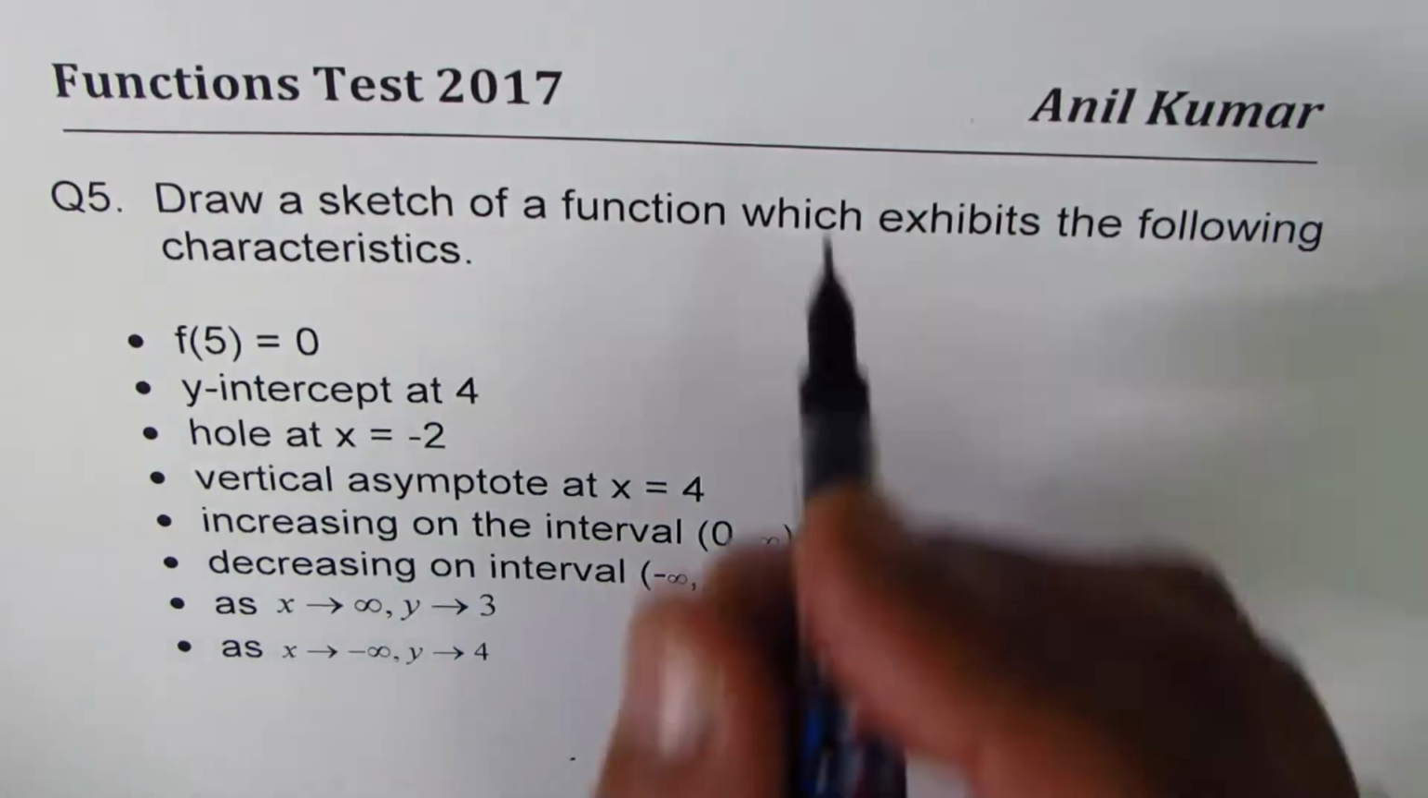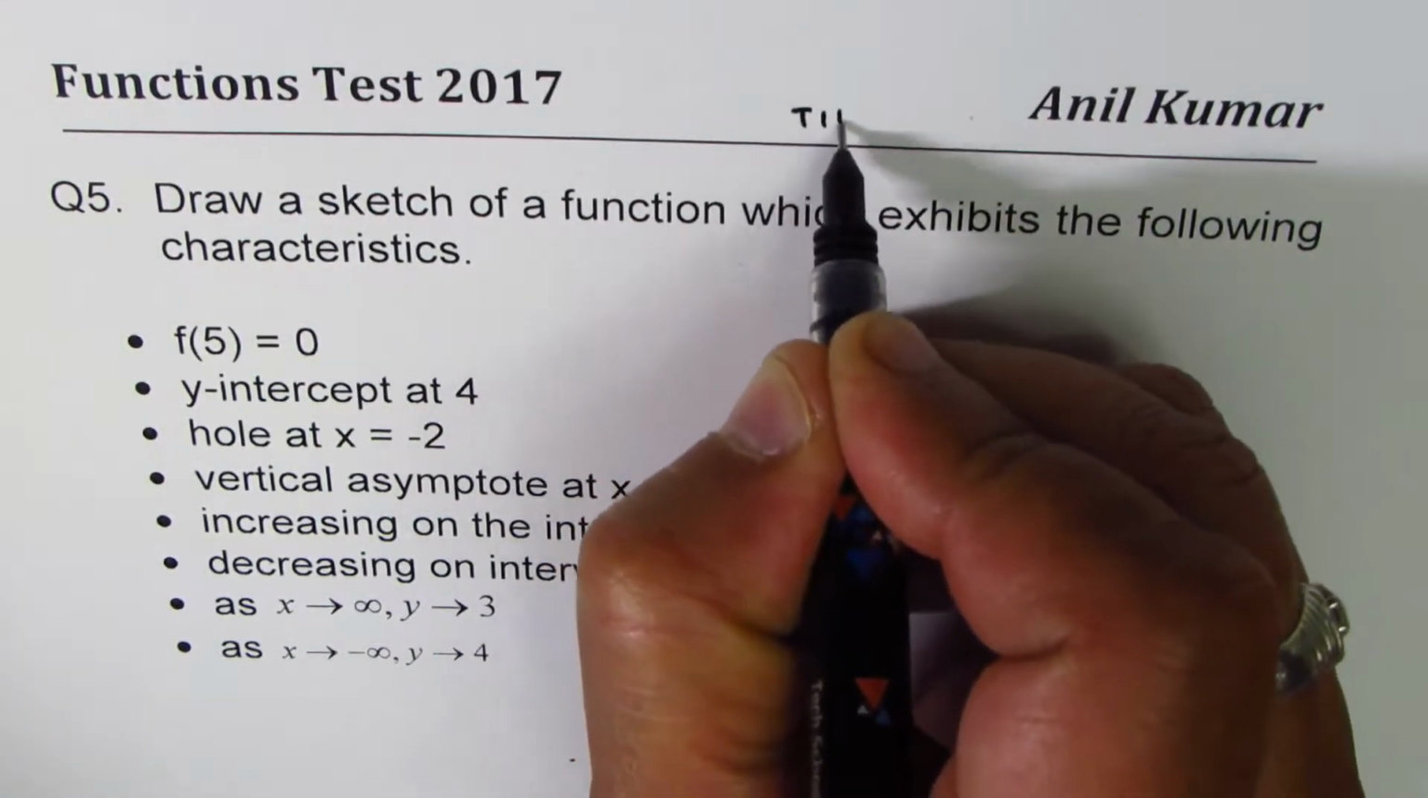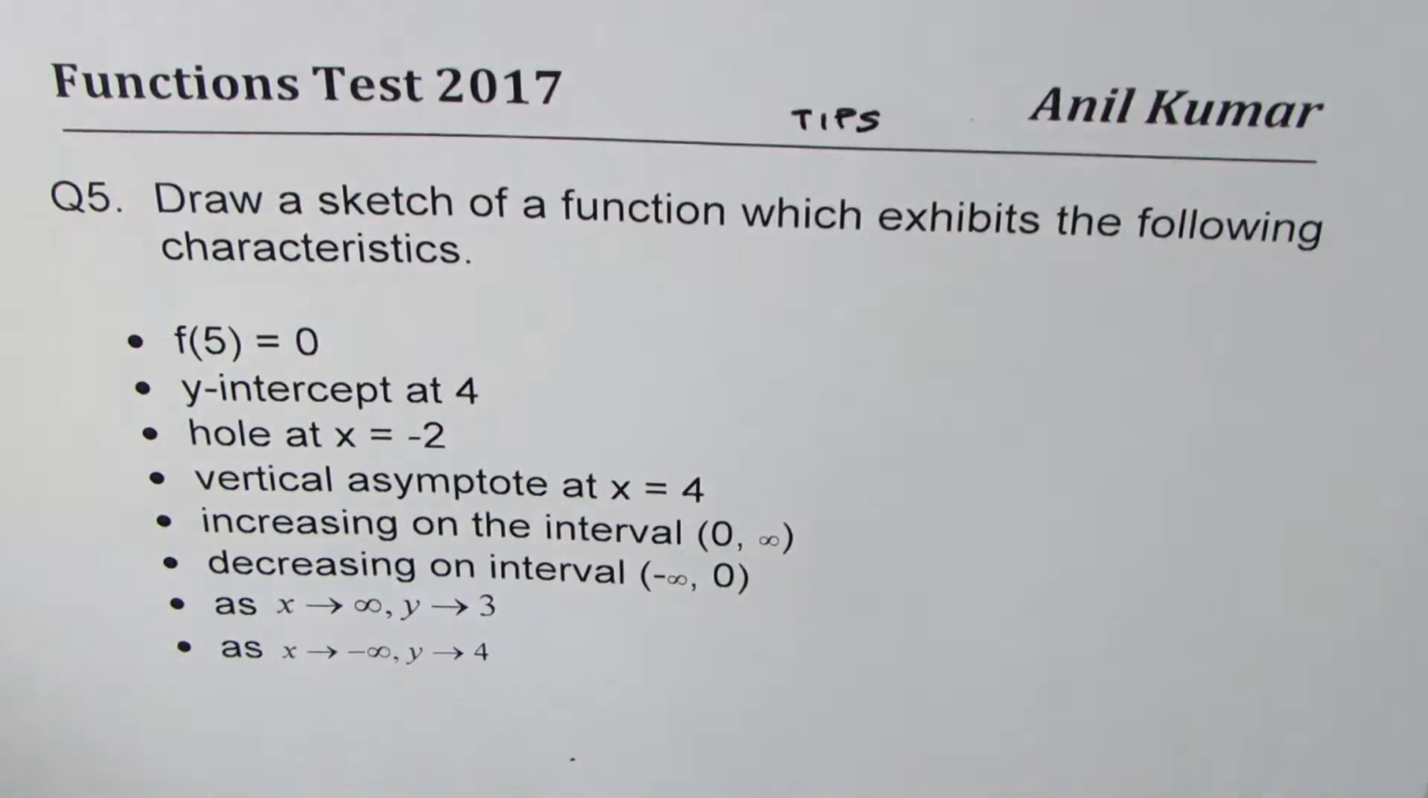Now this is a thinking question. Let me write it down here as tips. Question number 5. Draw a sketch of a function which exhibits the following characteristics, like all of them.